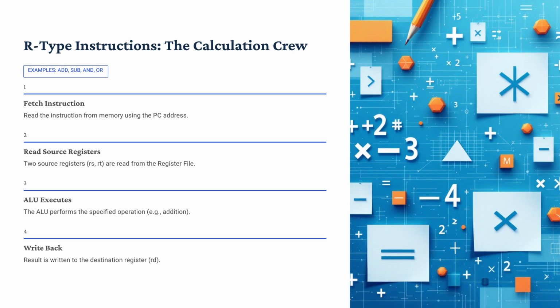Fetch instruction: read the instruction from memory using the program counter. Read source registers: there are 2 source registers in an R-type instruction, read from the register file. Execute: the ALU operations are performed here, for example add, sub, and, or. There is no memory access here. Write back: the results are written in the destination register.